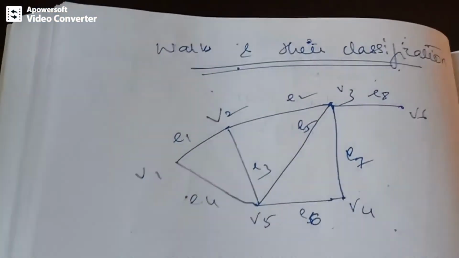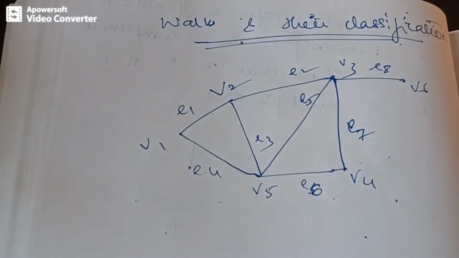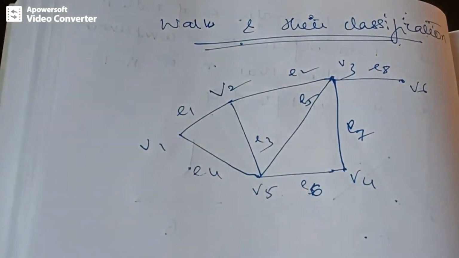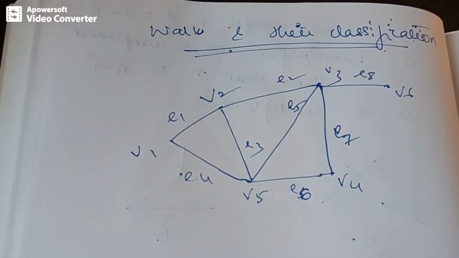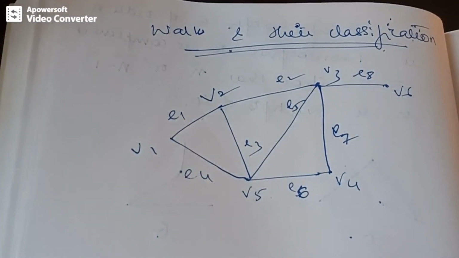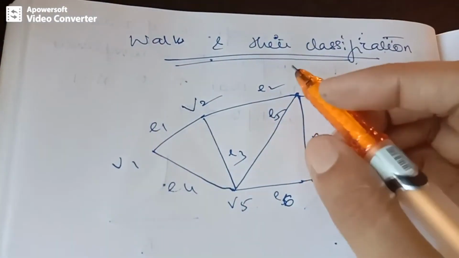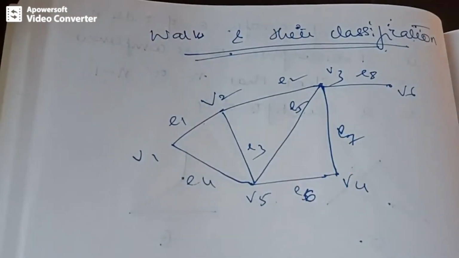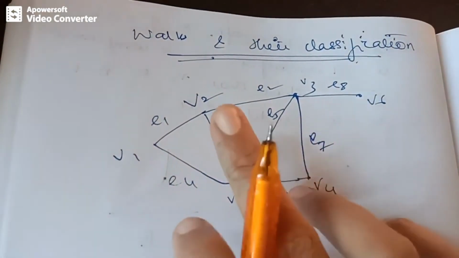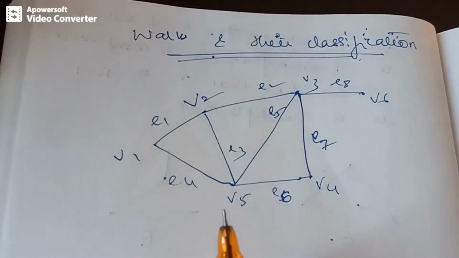So coming to the next concept of walks and its classification. So we'll see what is a walk. So talking about the definition of walk, we'll be seeing the definitions of walk, trail, as well as circuit, path and cycle here. So first of all, we'll see about walk.